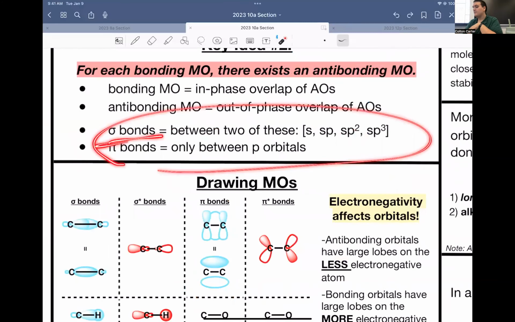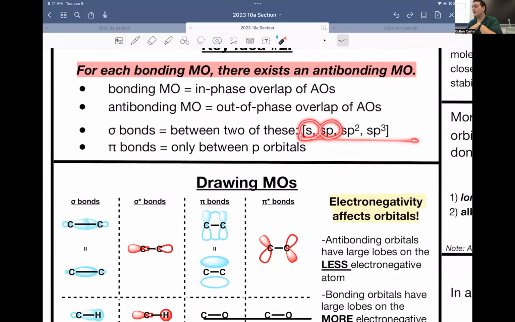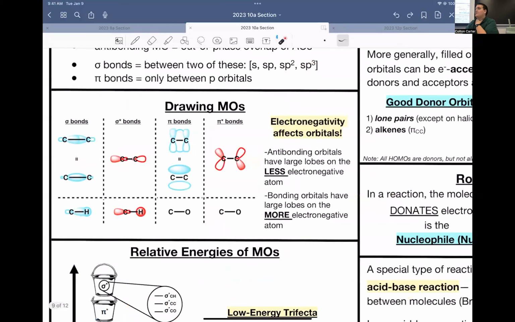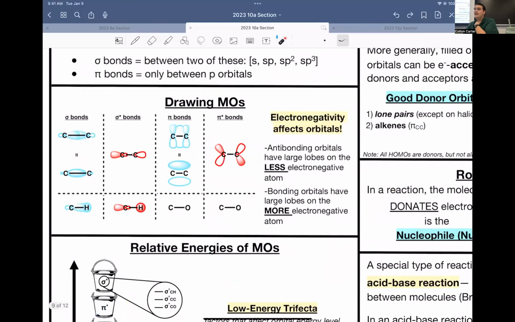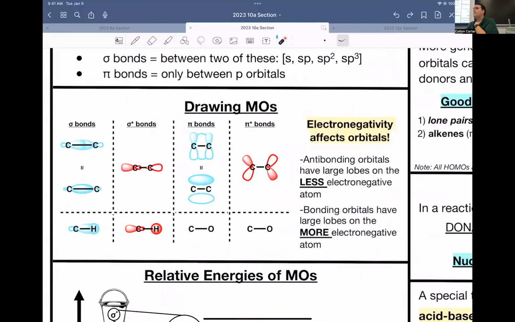Last two things. So sigma bonds, remember they can be between any two of these. You could have an sp and an s, or you could have an sp2 and an sp overlapping, and that makes a sigma bond. sp3 and sp3, any of those work. But pi bonds are only between p orbitals. So one thing that you're going to have to do on the problem set, and we might ask you to do on an exam, is to draw molecular orbitals, to do a little sketch of what they look like. So I've provided a lot of these for you.